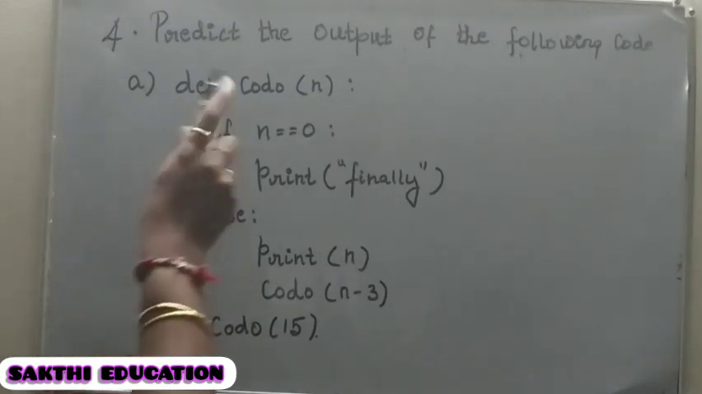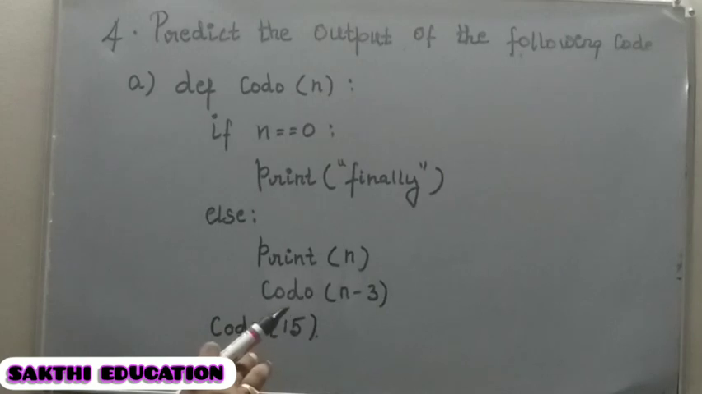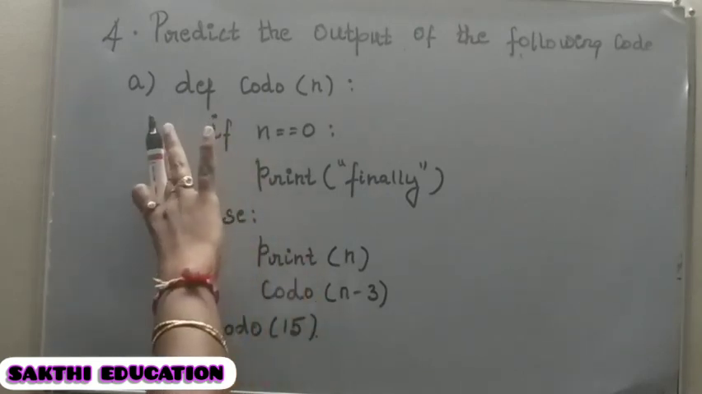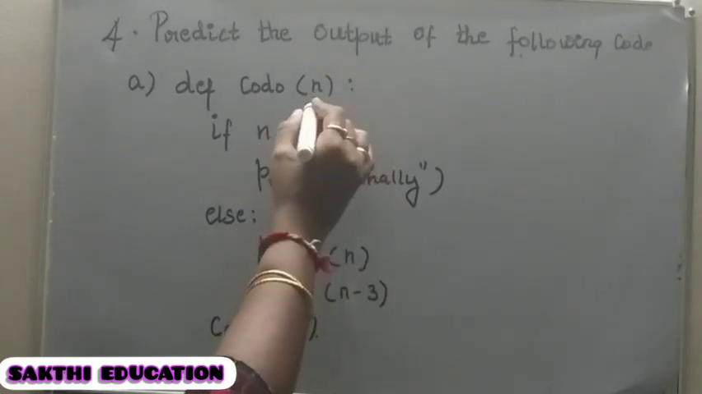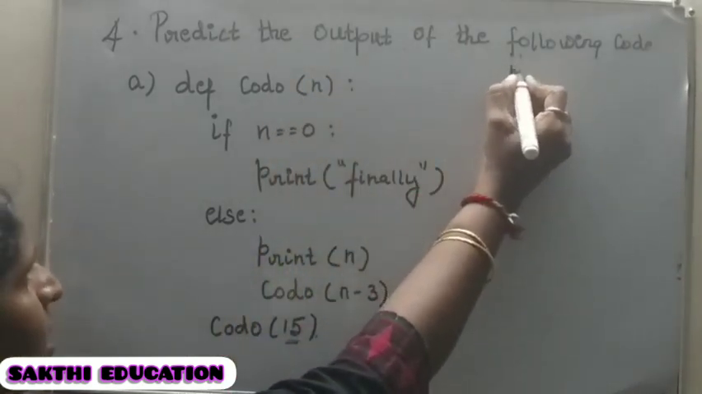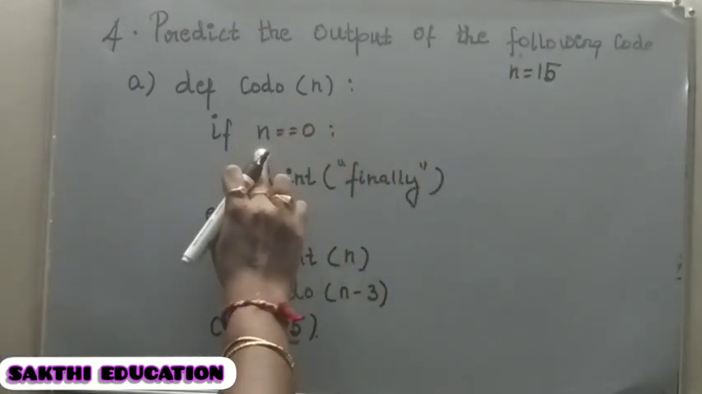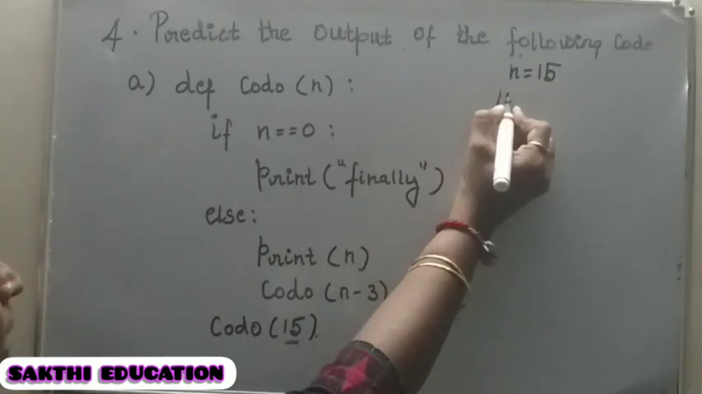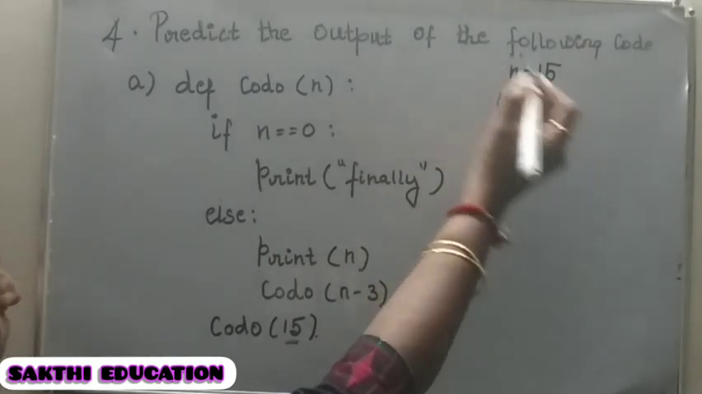Fourth question, predict the output of the following code. We have a code, and you have to find the output for this code. This is your main function call. This is your function definition. Here I am passing the value 15 which will be held by a variable n. Now n has the value 15 and then we are going to check 15 equal to 0.